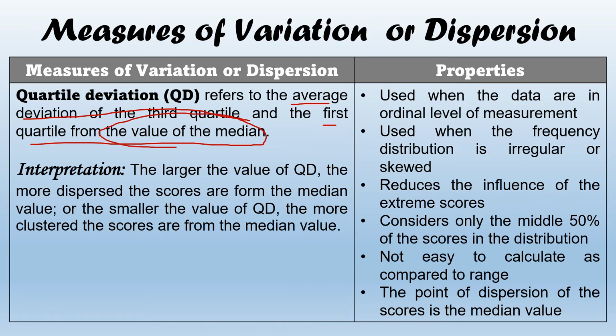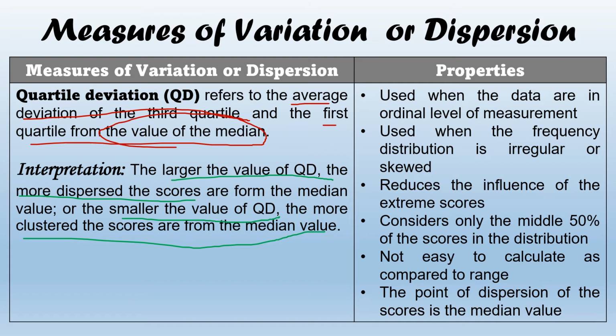So for interpretation, the larger the value of QD, we actually have another interpretation. The larger the value of QD, the more dispersed the scores. And the smaller the value of QD, the more clustered the scores from the median value.